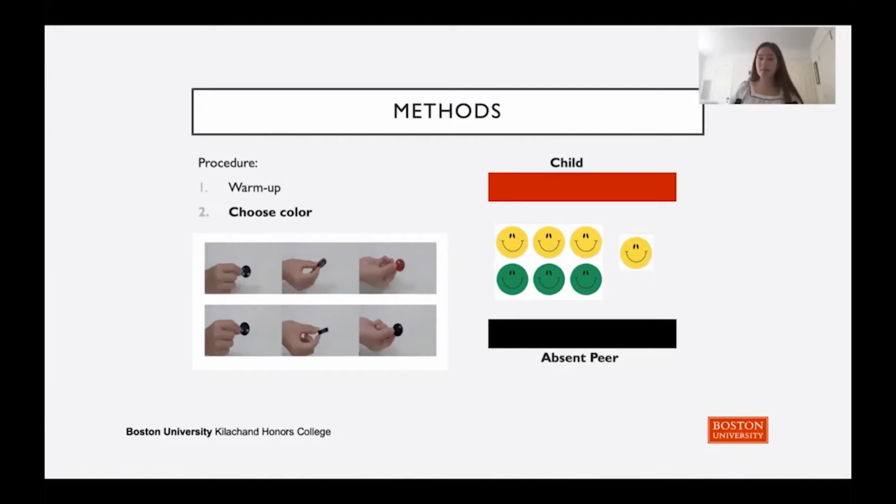So we then tell children that if a coin lands on the color they chose, they'll get 6 stickers and the absent peer will get 1. But if it lands on the color of the absent peer, the child will get 1 sticker and the absent peer will get 6.